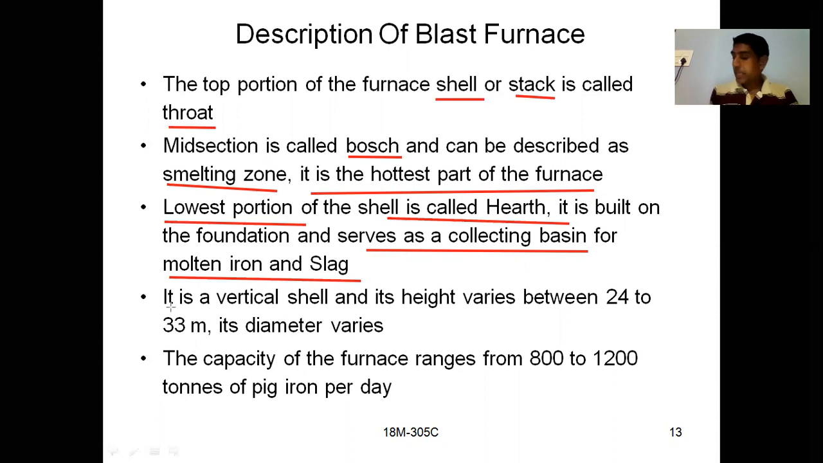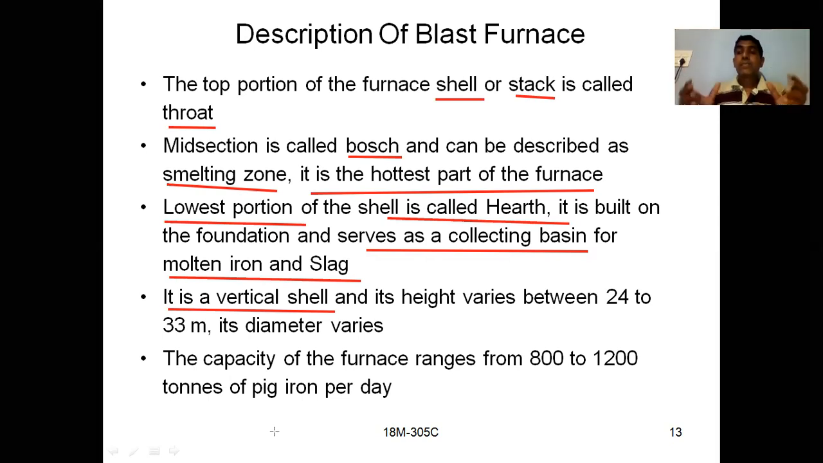And if you see here, it is a vertical shell and the height varies between 24 to 33 meters, and the diameter also varies. So how does the shell look? It has a vertical shape with some height, 24 to 33 meters. The diameter of the shell is not uniform, it is changing. From the top it is small, in the midsection it is more, and it is less at the bottom. So you have a varying cross section.